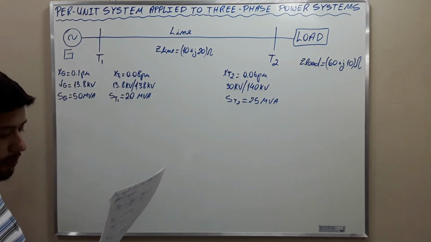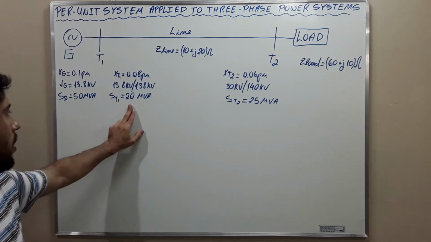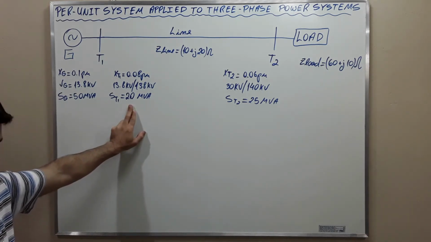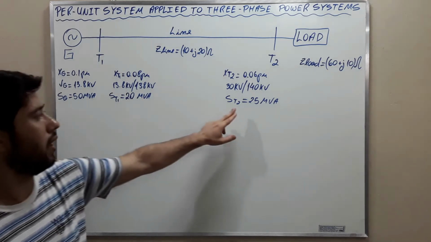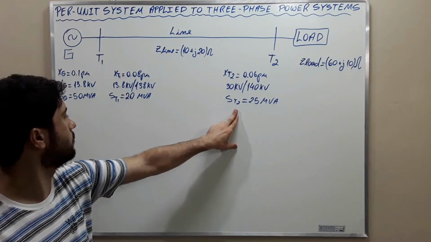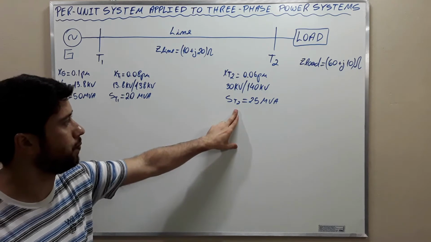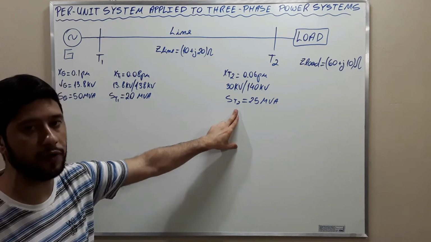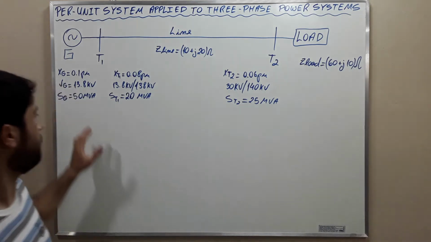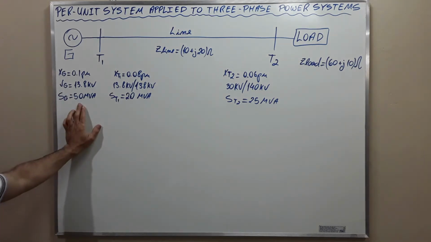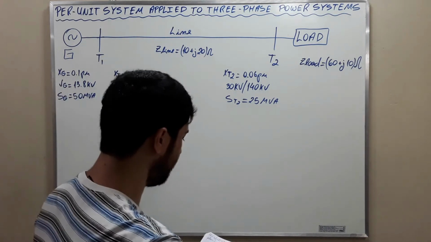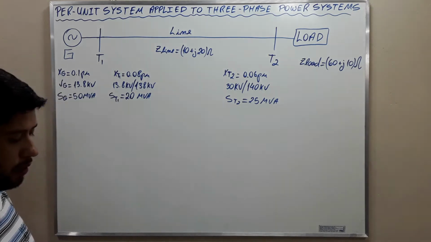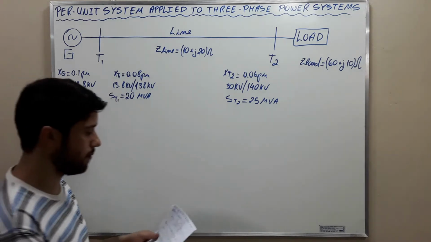As I said, the per unit value of T1, transformer 1, was calculated for the apparent power of 20 MVA, and the reactance of transformer 2 was calculated for the apparent power of 25 MVA, and we are using for the system 50 MVA. We are going to need to adjust these values, and this adjustment can be carried out using the following expression. I'm going to put it here.